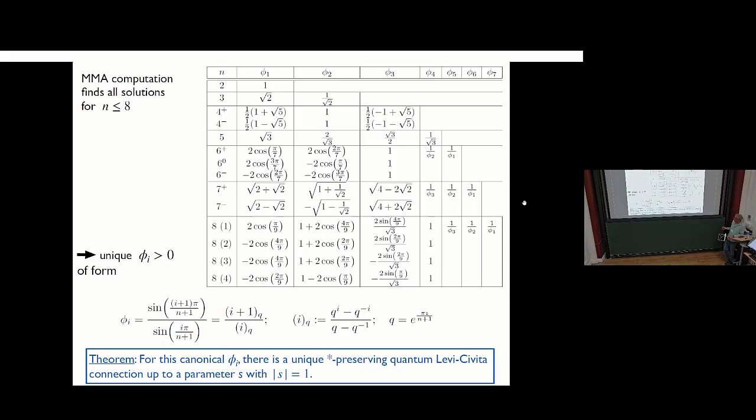Now, if you look in more detail at what the quantum geometry looks like, you discover that there is a one-parameter family of quantum Levi-Civita connections. So it's not unique, but there is a unique one up to a modulus one parameter, the kind of phase parameter. Sorry, may I just ask these phis, are you solving these for simultaneously solving for existence of a metric and the connection? Yes.